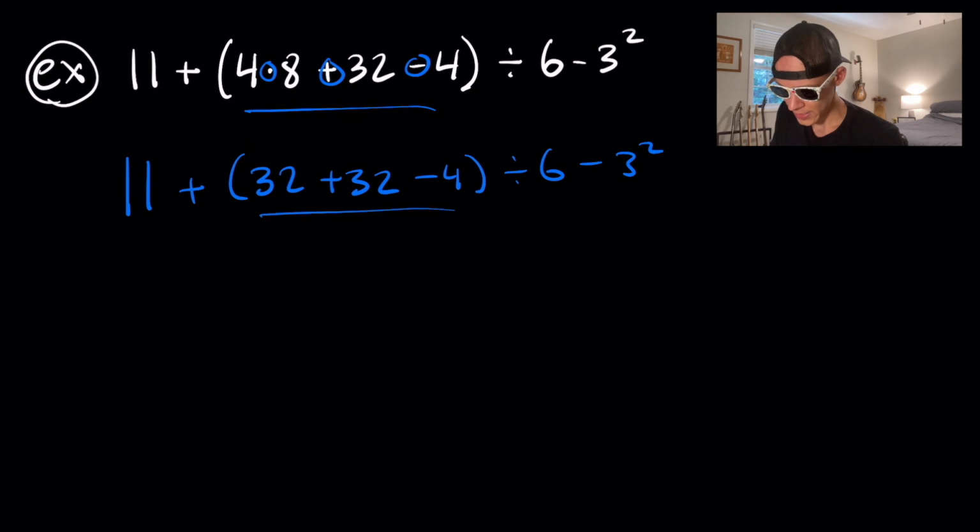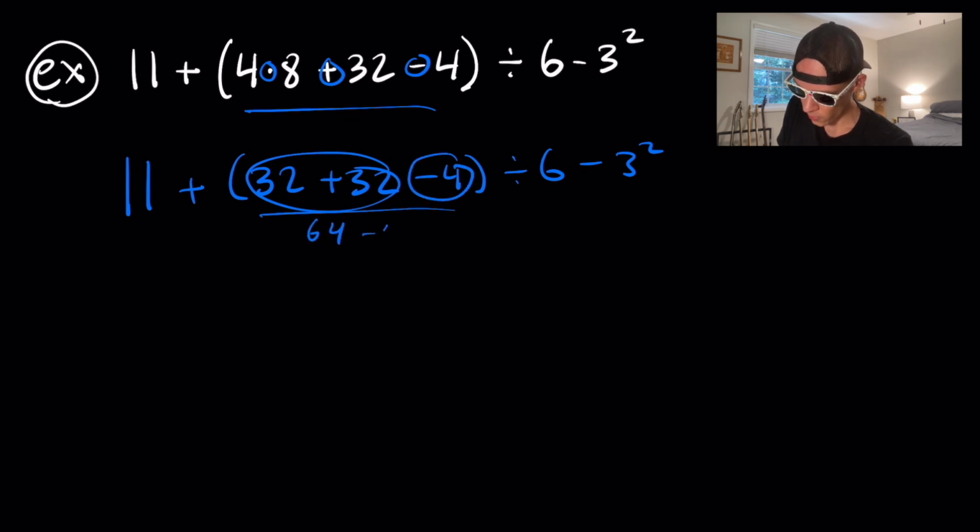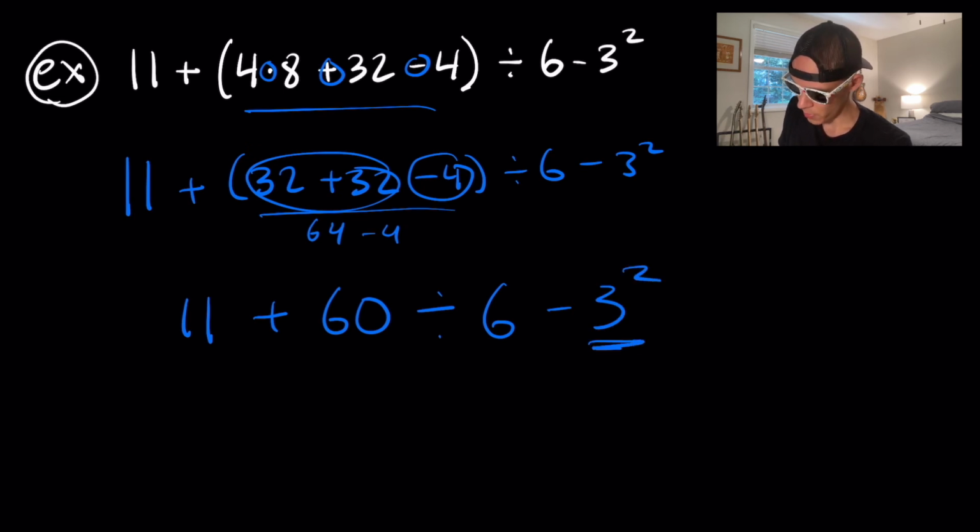All right, I'll just go ahead and take care of that addition and subtraction in the parentheses. I'm going to do it in one step. I'm just going to go left to right, so don't forget that. So 32 plus 32 is 64, and then minus 4 is going to give us 60. So I'll have 11 plus 60 divided by 6 minus 3 squared. Let's do this exponent over here. So I'll have 11 plus 60 divided by 6 minus 9.